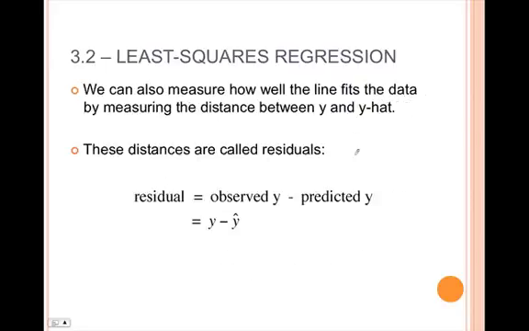We can also measure how well the line fits the data by measuring the distances between y and y hat. Y is the actual y value of a point, and y hat is what the line predicts for that given x value. So these distances are called residuals. And the residual is the observed minus the predicted, or y minus y hat. An acronym that a student came up with for memorizing this was ROMP. Residual is observed minus predicted.